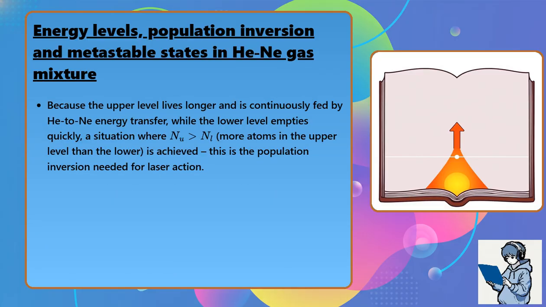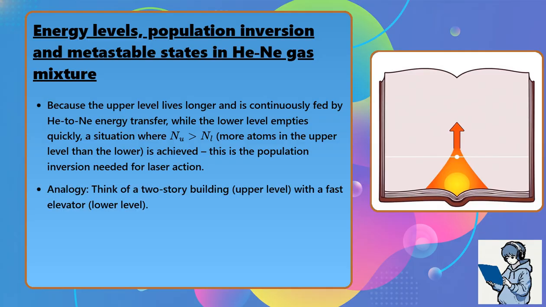Because the upper level lives longer and is continuously fed by He to Ne energy transfer, while the lower level empties quickly, a situation where N_U is greater than N_L, more atoms in the upper level than the lower, is achieved. This is the population inversion needed for laser action.